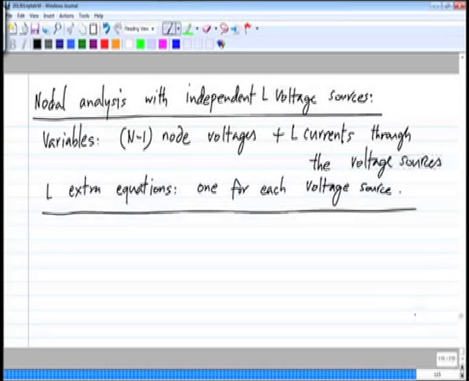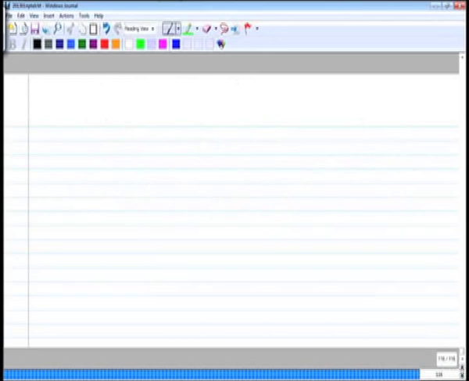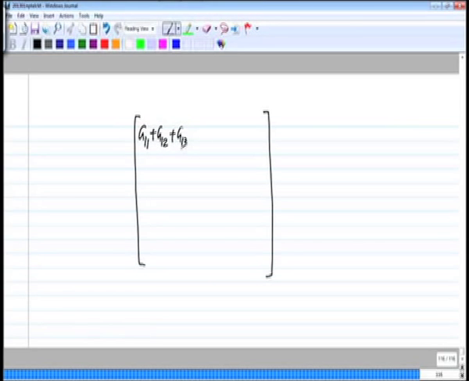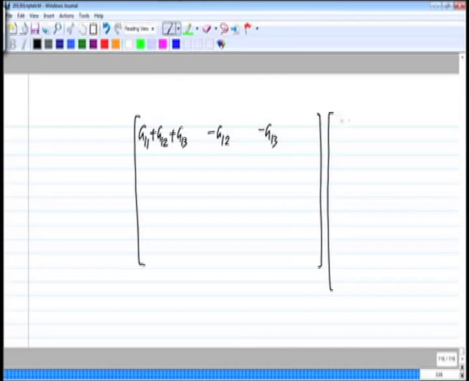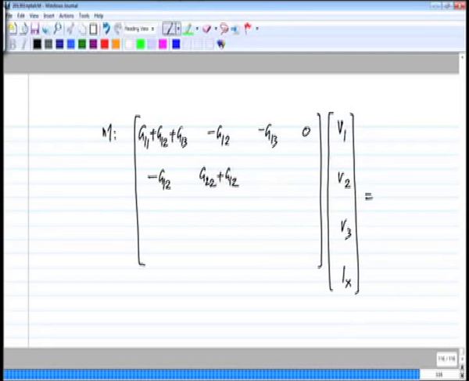Now I will write out the equations in matrix form, including the extra variable Ix. This will be G11 plus G12 plus G13 and minus G12 minus G13. If you look at the variable vector, it will be the node voltages V1, V2, V3 and Ix. In the first equation for node N1, the variable Ix doesn't appear, so the coefficient here is 0. And in this case I will have minus G12 and here G22 plus G12. Here I don't have anything, and minus 1 because I have minus Ix.